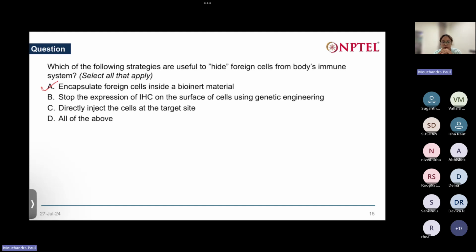So what about option B? Does it look like it can be a useful strategy? Or what about option C? What would happen if you directly inject the cells at the target site? It will anyway reach, right? But there's a chance of immune rejection in option C. That is why you're saying that option C is not correct. Okay, agreed. What about option B then?